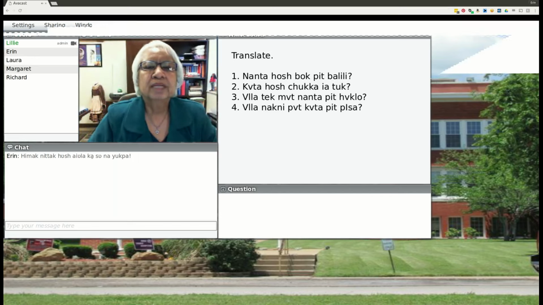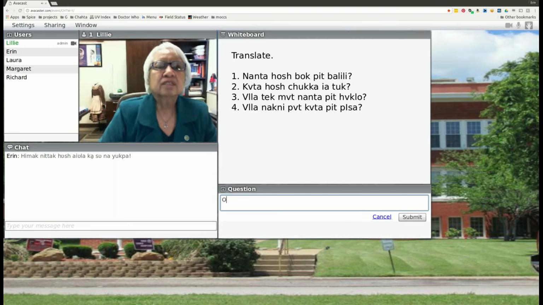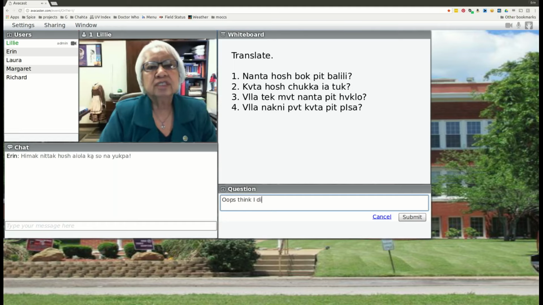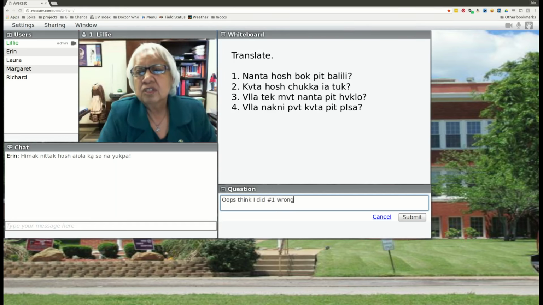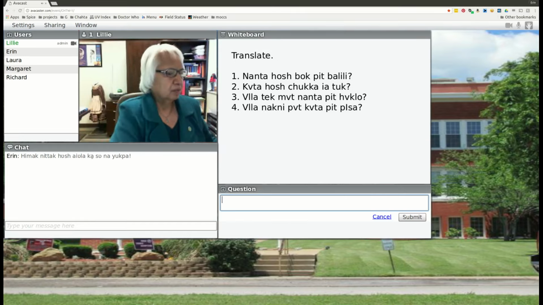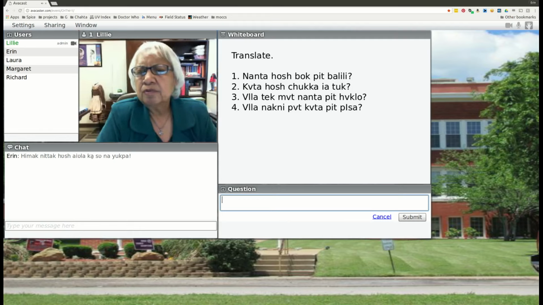Nata hosh bok pit balili. So here we have nata hosh beginning the sentence. Nata marked with hosh tells us it's the subject of the sentence. So we know the first word is what? Bok pit balili. Bok is the object. Pit balili, running to or running toward. Bok is river.